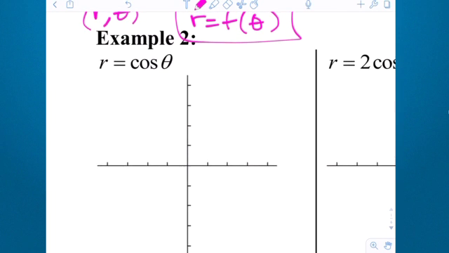All right, so what does the graph of r equals cosine of theta look like? Well, let's go ahead and do what we did in Algebra 1. Let's just pick some random independent variables, compute the values, and plot the radii.